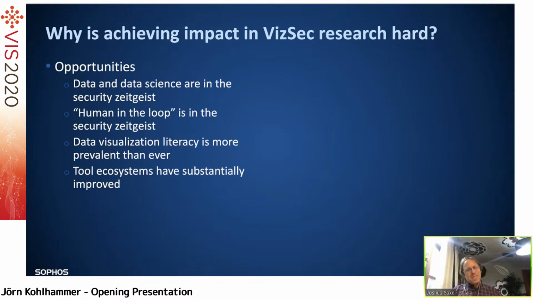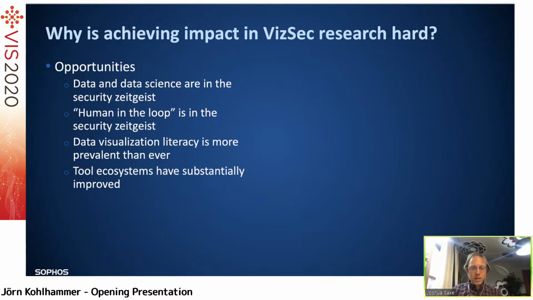Okay, so on the one hand, it seems like it shouldn't be hard to have a really big impact with security data visualization. Data and data science are very much in the zeitgeist of our fields right now. If you walk the trade floor of one of the industry conferences like RSA and Black Hat, it's just totally apparent that the industry has internalized the idea that security is in many ways a search problem over very large data sets, and that we need data science, including data visualization, to solve that problem.